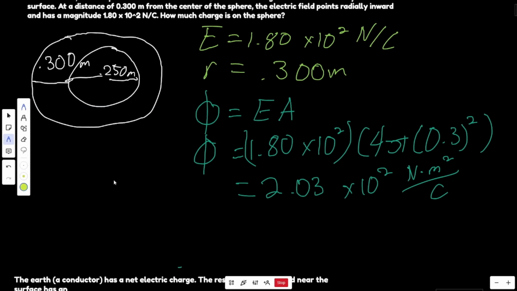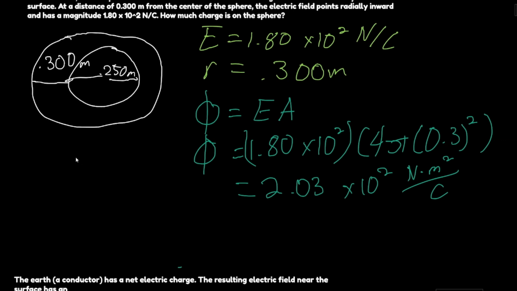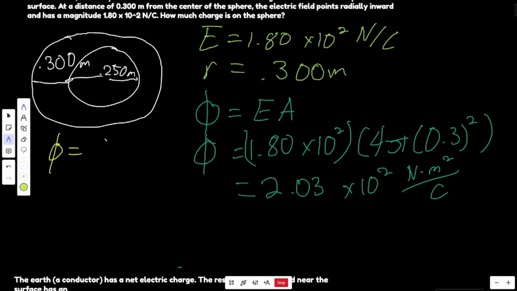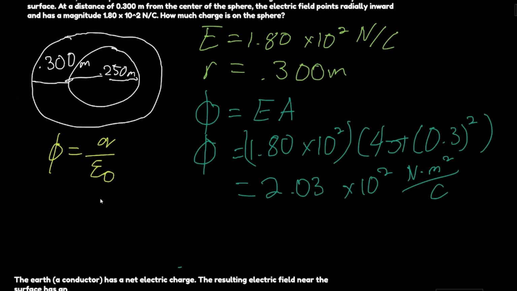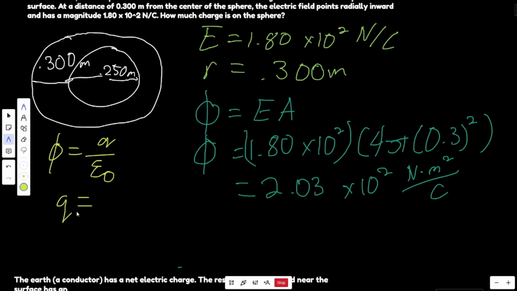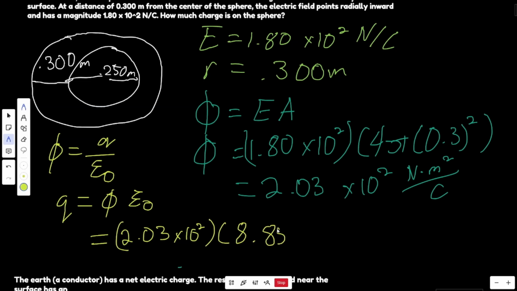Now, what do we do from here? How do we get the charge on the sphere? We just go back to what we did a while ago. We know that the flux is equal to Q over epsilon naught. So if we want to get Q, we leave it alone by multiplying epsilon naught to both sides, and we get Q is equal to our flux times epsilon naught. So we can plug in our values. We'll have 2.03 times 10 to the power of 2 multiplied by our epsilon naught, which is 8.85 times 10 to the power of negative 12.